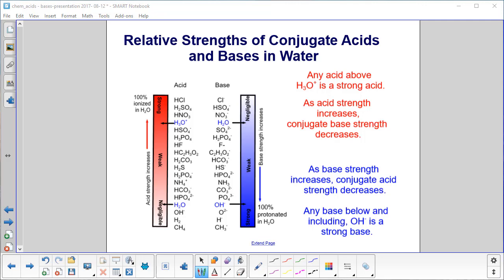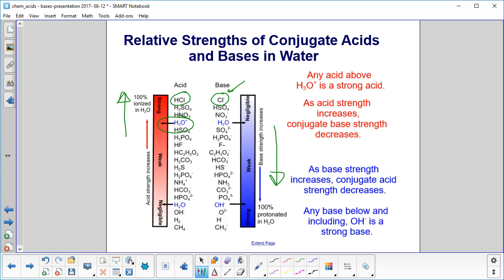Here's our handy diagram. It actually looks like two pieces of litmus paper, doesn't it? We'll talk about that later. Any acid above hydronium plus is a strong acid. Here's your strong acids up here, and you go weaker in the other direction. Strong acids means you're 100% ionized in water. As acid strength increases, the conjugate base strength decreases. So here, this is a very weak base. Here's the strong acid. Here's its conjugate base. And notice the base strength increases going down this way.